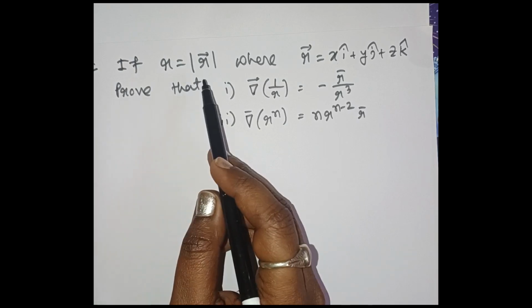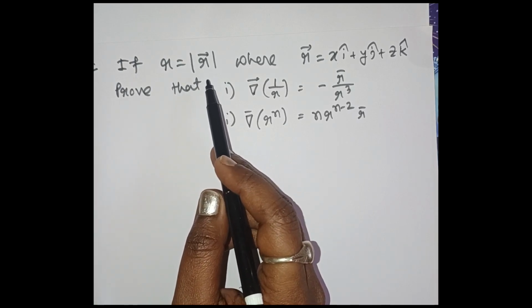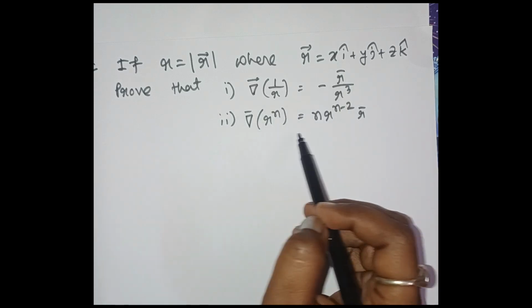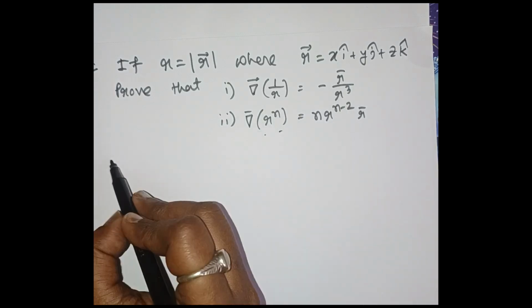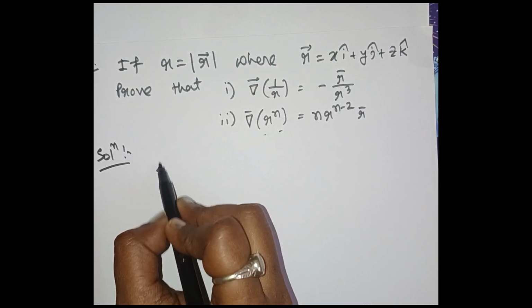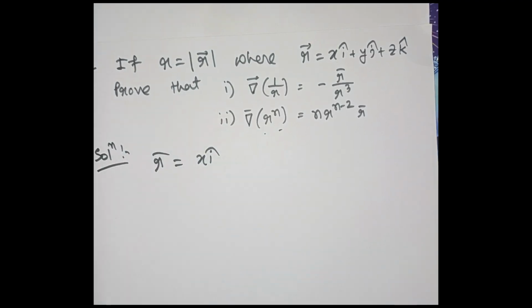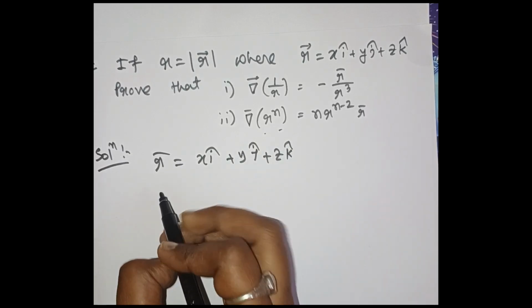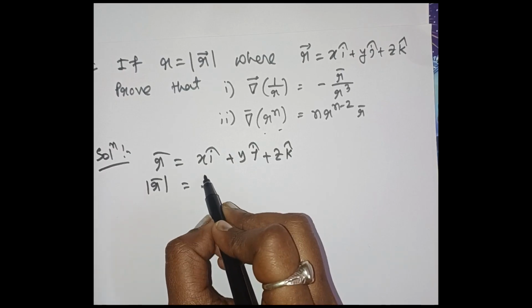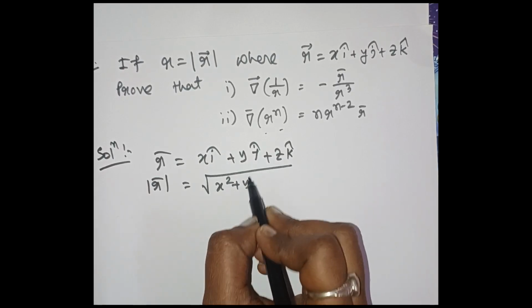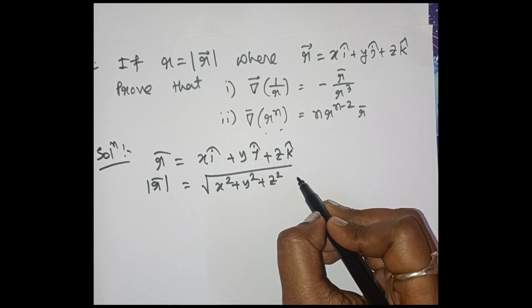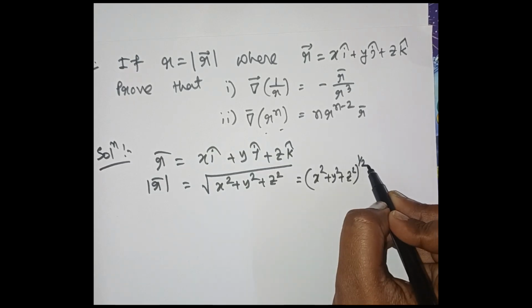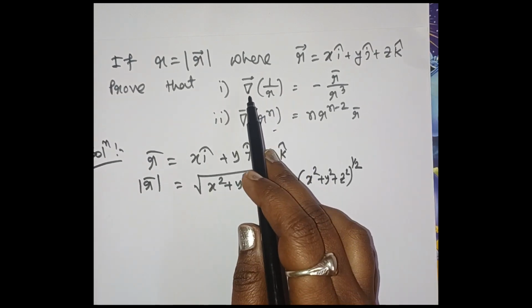Next question: if r equal to the absolute value of the r vector, where r is xi plus yj plus zk, then we have to prove the following two results. So let's start the solution. Since r equal to xi plus yj plus zk, then absolute value of r is equal to square root of x square plus y square plus z square, or we can write this as (x square plus y square plus z square) power 1 by 2. Now we have to calculate grad of 1 by r.